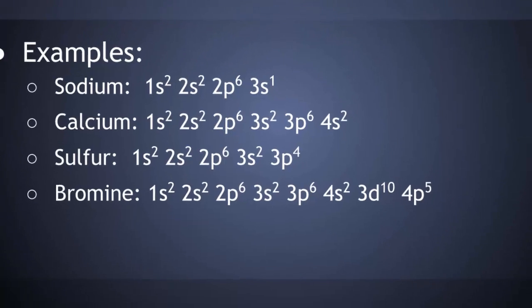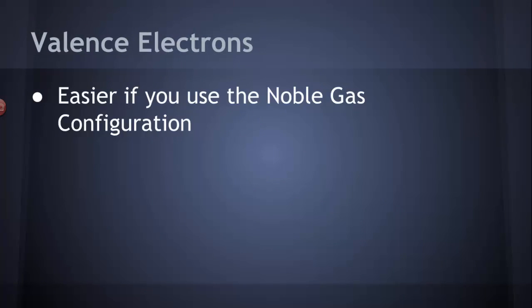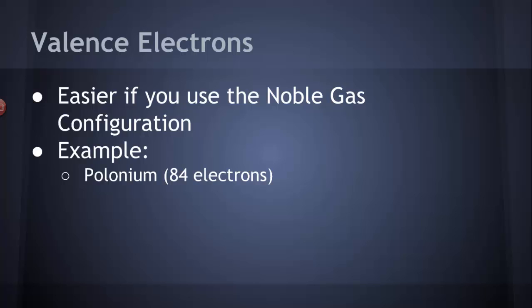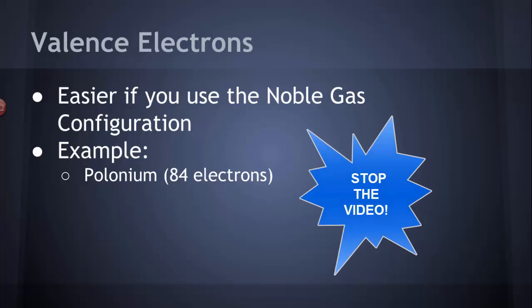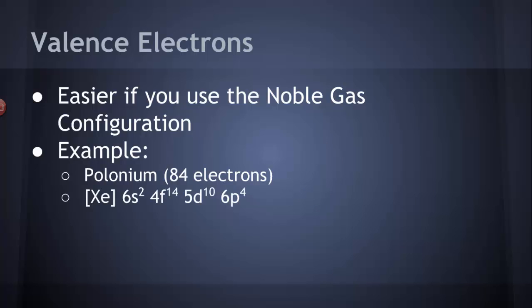Okay? Now, if you use the noble gas configuration, it's even easier to figure out the number of valence electrons, because the only electrons you're actually writing out in a noble gas configuration are the valence electrons plus any d or f's that might be very high in energy. Here's an example. Let's take polonium. Polonium, symbol Po, has 84 electrons. Stop the video and write the noble gas or shorthand configuration for polonium. I'll wait. Got it? Here's what I've got.